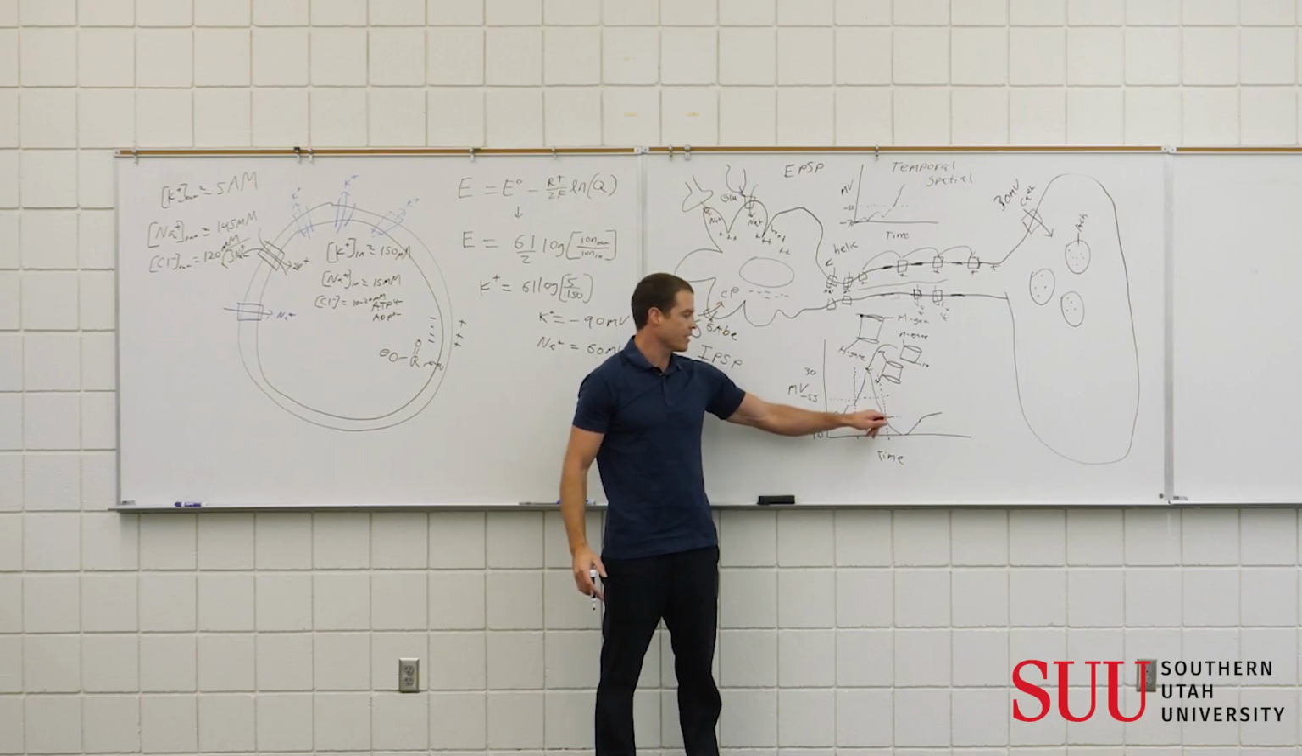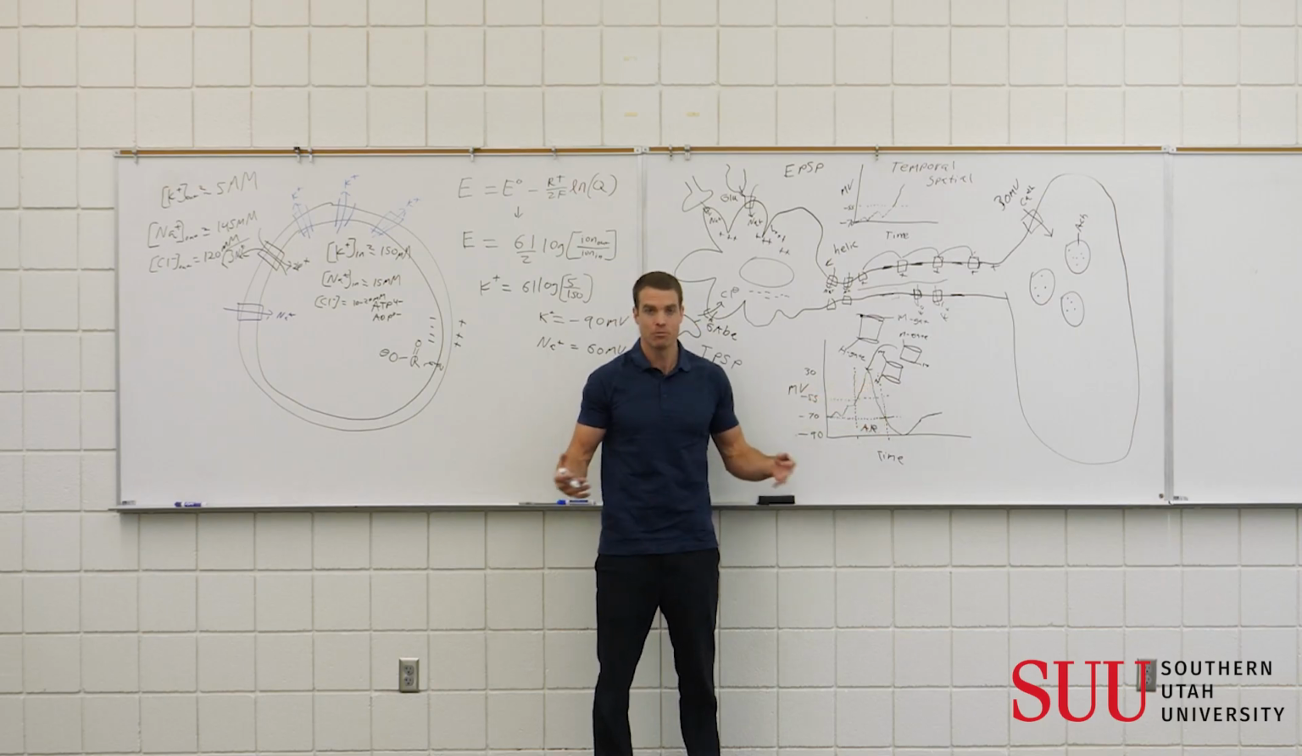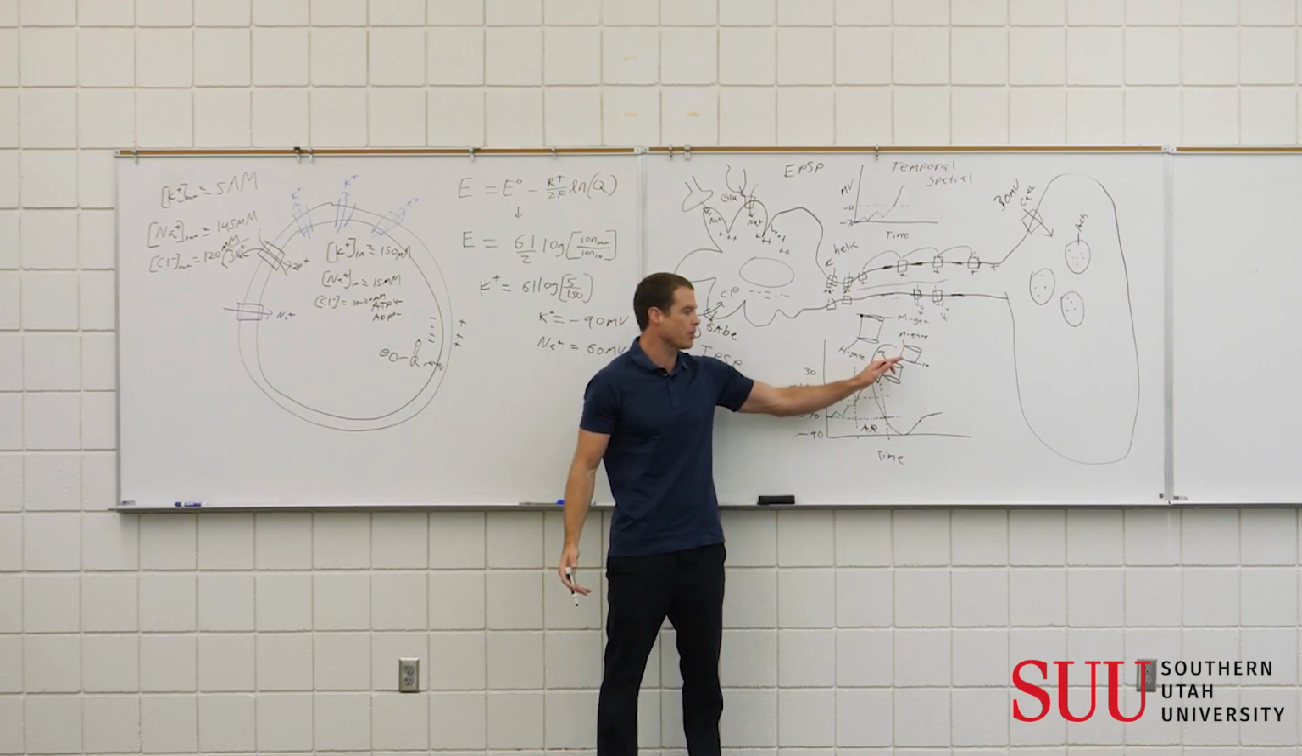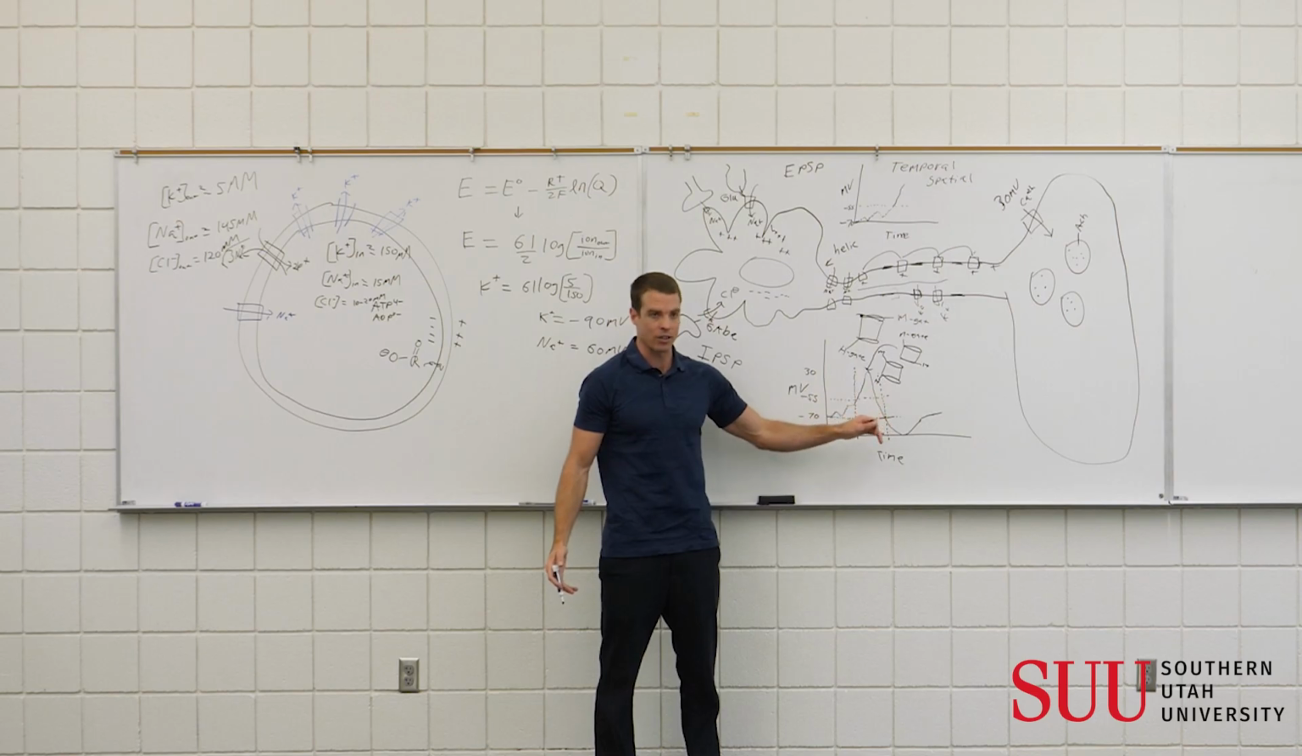And why does it end? Why does it go all the way over to here? Because again, that H gate is still closed. So even though the M gate might be open, it can't go through because the H gate is closed. The H gate doesn't close until you hit that negative 70 millivolts, and then it can start to open again.